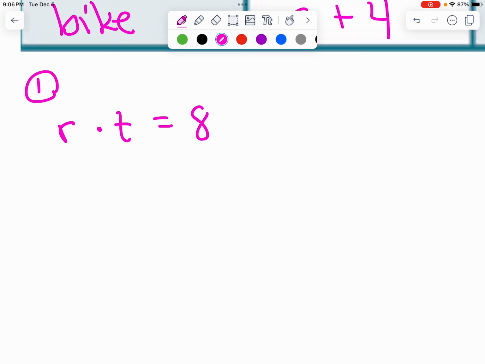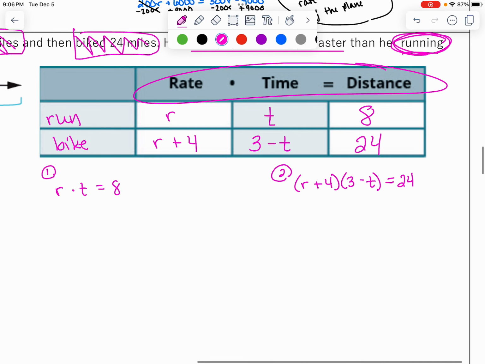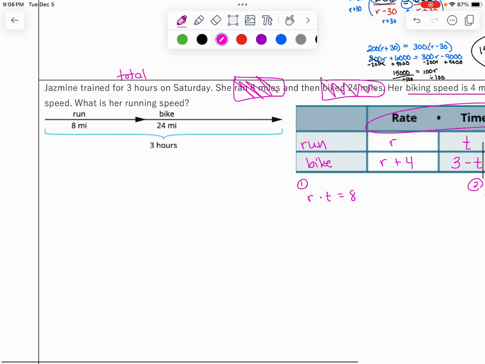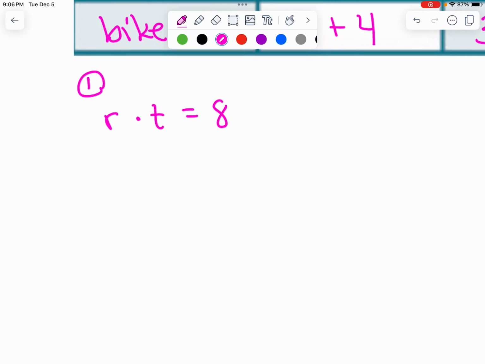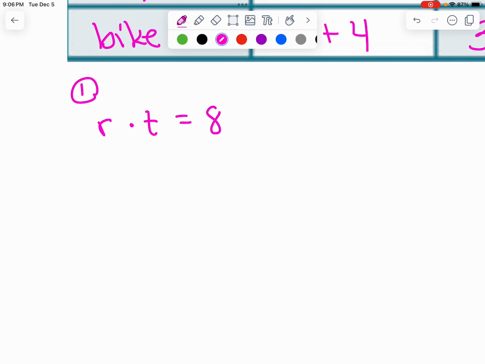Okay, and do you remember what we got? Because our goal is to solve for speed. What should we get by itself? Should we get R by itself or T by itself? Well, you want the speed, so I'm guessing you want R by itself. You actually want T by itself, because when we do it this way, our T is going to go away, because we're going to set the two equations equal to each other.